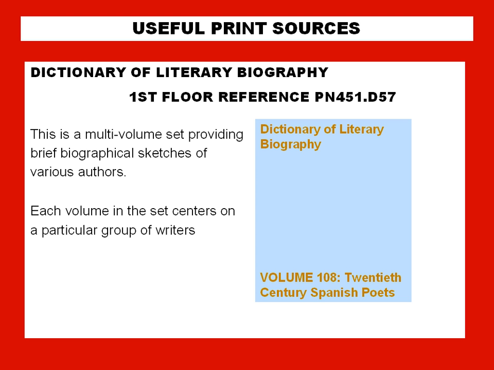Each volume in the set centers on a particular group of writers. For example, Volume 108 covers 20th century Spanish poets. Volume 90 covers German writers in the age of Goethe, 1789 to 1832. Volume 86 covers American short story writers, 1910 to 1945. It is organized by cumulative index.